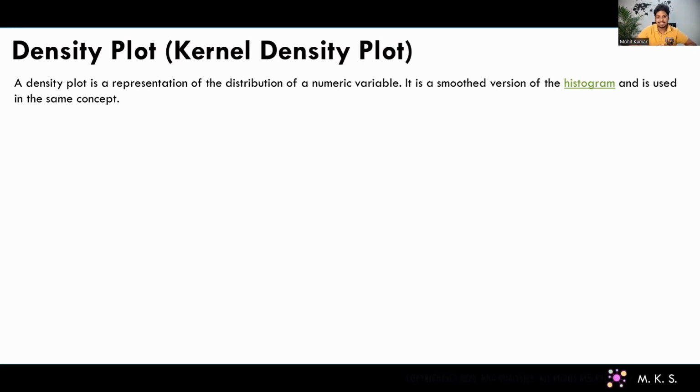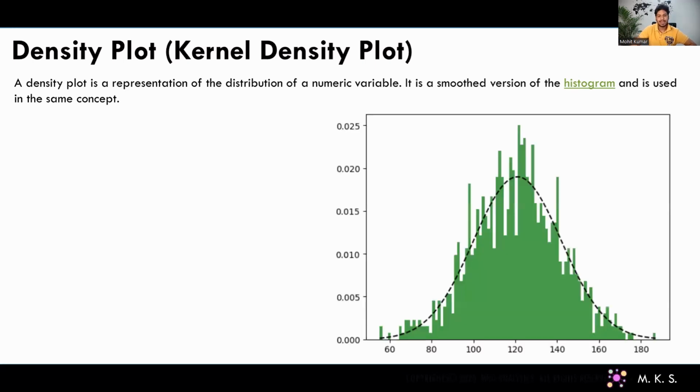Sometimes we also say that it's a smoothened version of the histogram, right? So again, it is used for the distribution of a numeric variable, and we smooth out the histogram like I explained in the last slide, right? So now this was our histogram, and the green one represents the histogram, guys, and then when we join the center points of these, that will create the density plot, guys. I hope this concept is clear to you.